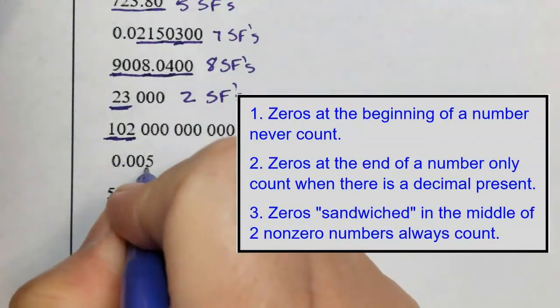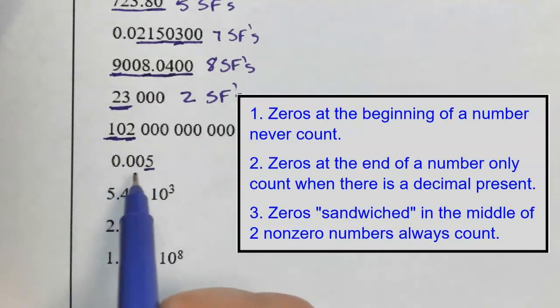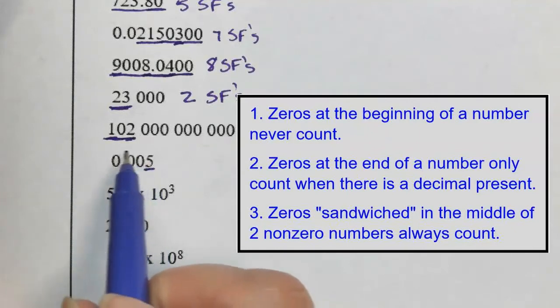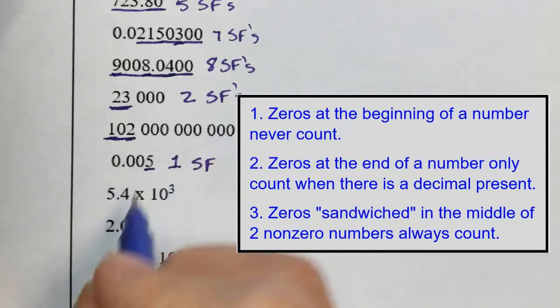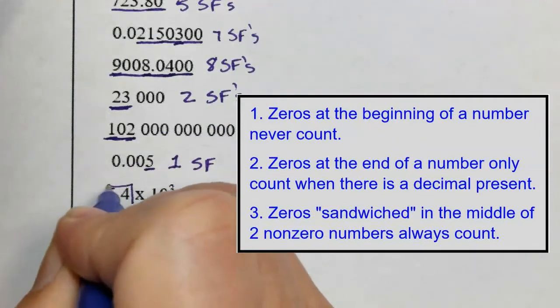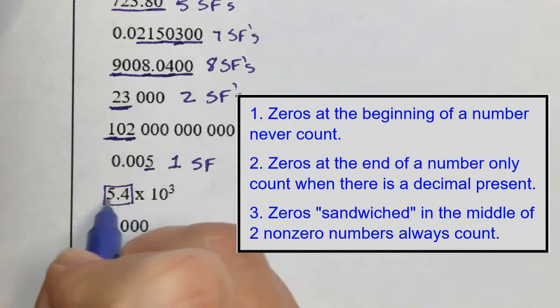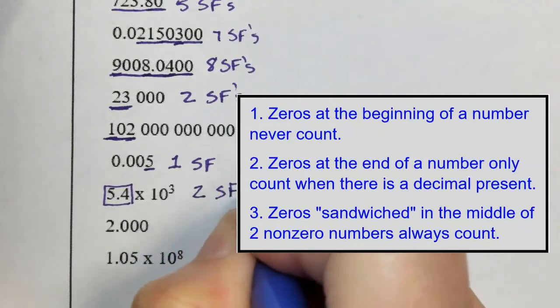This one, the 5 is significant. All of these zeros are in the front of this number, and they are never significant. Leading zeros, zeros in the front, are never significant. So this one has only 1 sig fig. All right, anytime you have times 10 to some exponent, everything in front of the times 10 is significant, so this has 2 significant figures.